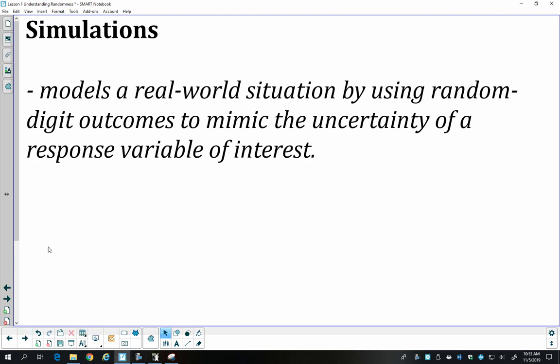So we're building towards something bigger, and that is running a simulation. Sometimes it's just not financially responsible or practical in terms of getting things done in a short amount of time to collect actual data by surveying or doing experiments. So we can model those situations using simulations. And one way to do that is with random numbers.